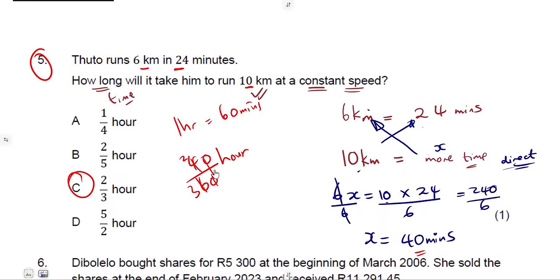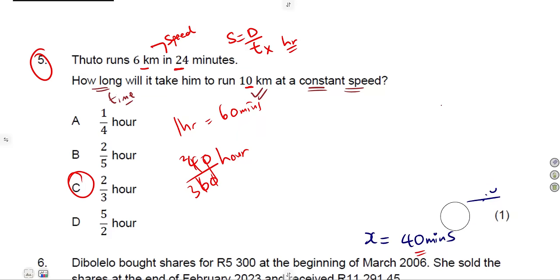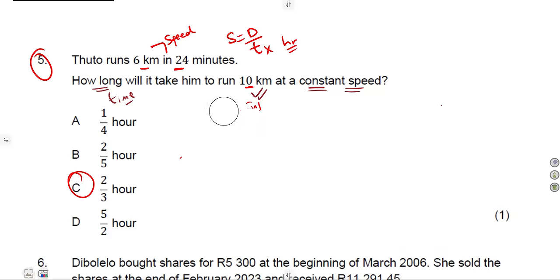There are so many ways. Remember, they also said at a constant speed, so you can even calculate that speed here. Speed is equal to what? Distance over time, but your time has to be in hours. You must convert to hours. Then you take that speed, because the speed is constant. All right, let me just do that one for the sake of revision.